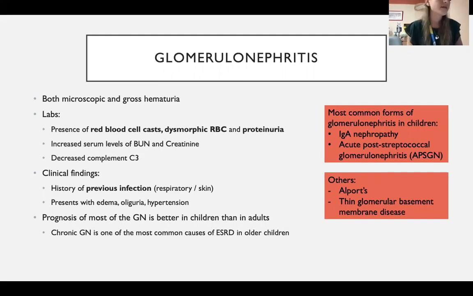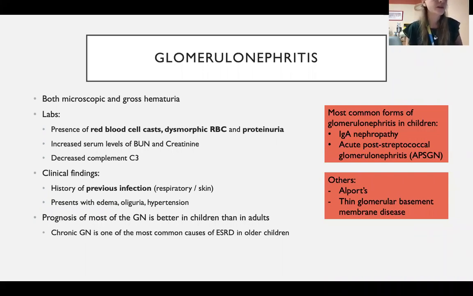Other findings involve increased serum creatinine and urea and decreased C3 complement. The presentation of glomerular nephritis can be with asymptomatic hematuria or other systemic symptoms such as hypertension, edema, and oliguria. And there is usually a previous history or concomitant history of infection.